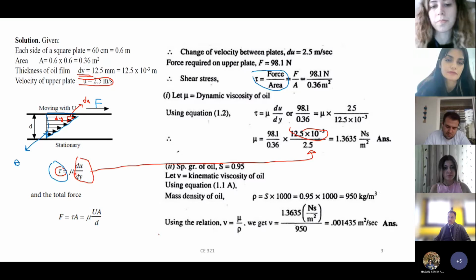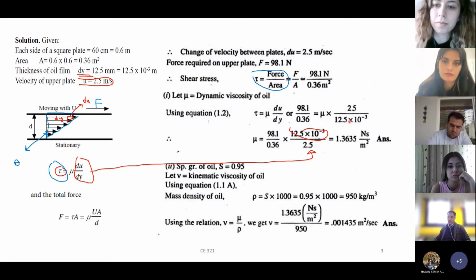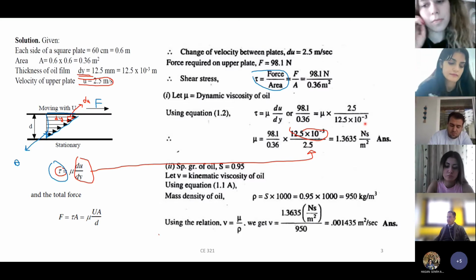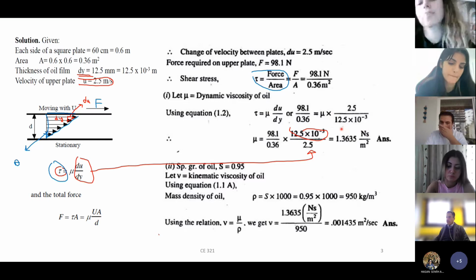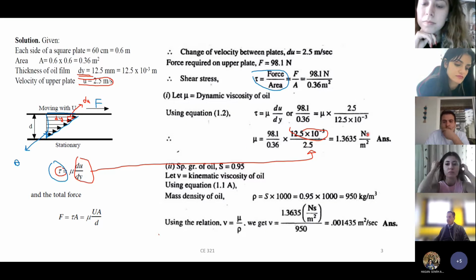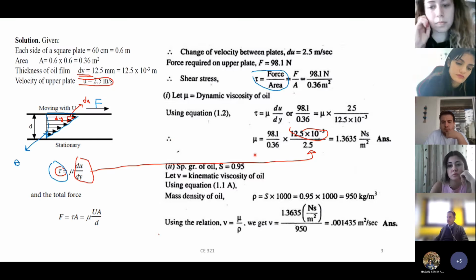Now we are looking for mu, and we know that du over dy equals u over y, u already given, 2.5 meters per second, as you see here, and y is 12.5 times 10 to the power minus 3. If you solve this equation, you can find mu, which is the dynamic viscosity. You remember the unit is Pascal second or Newton second per square meter. So we solved the first part of the question.